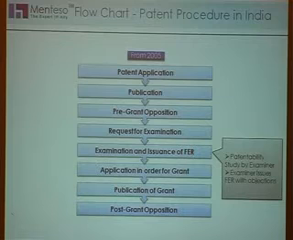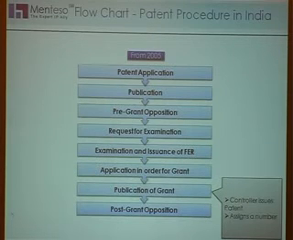After the application goes for the examination, the patent examiner does a patentability search and issues a first examination report. On the basis of the first examination report, there will be certain objections raised by the examiner, and after those objections are covered by the inventor, then the application is granted, and a serial number is assigned for that.